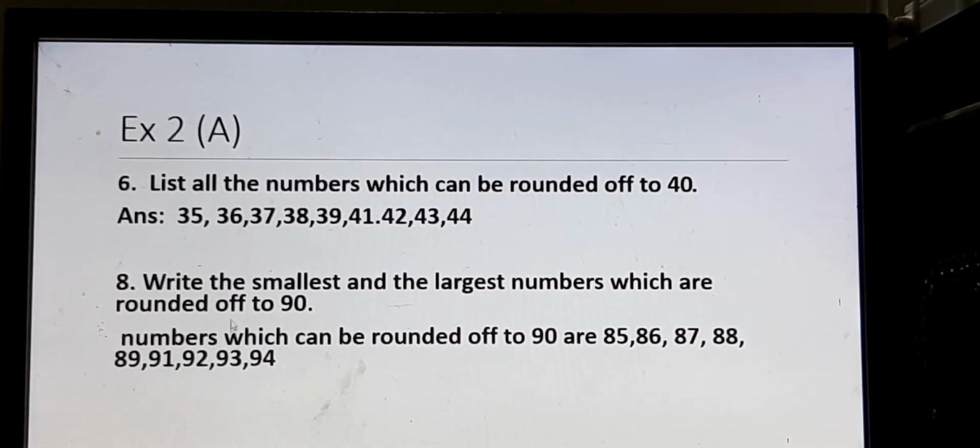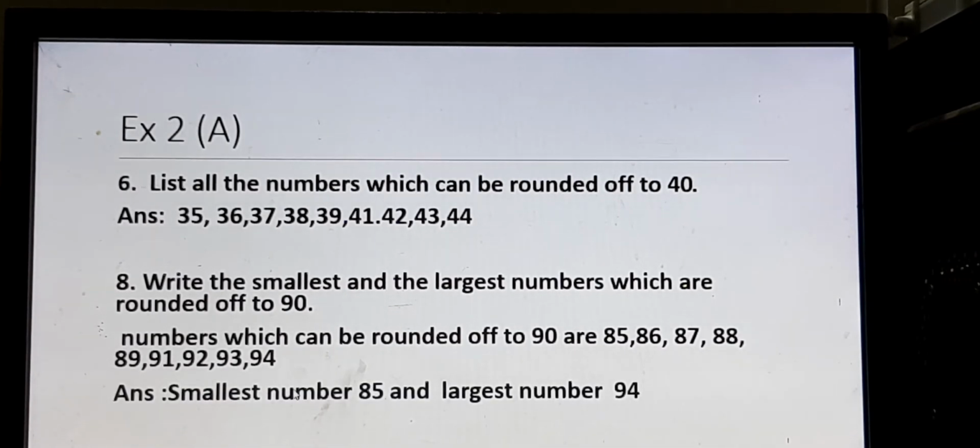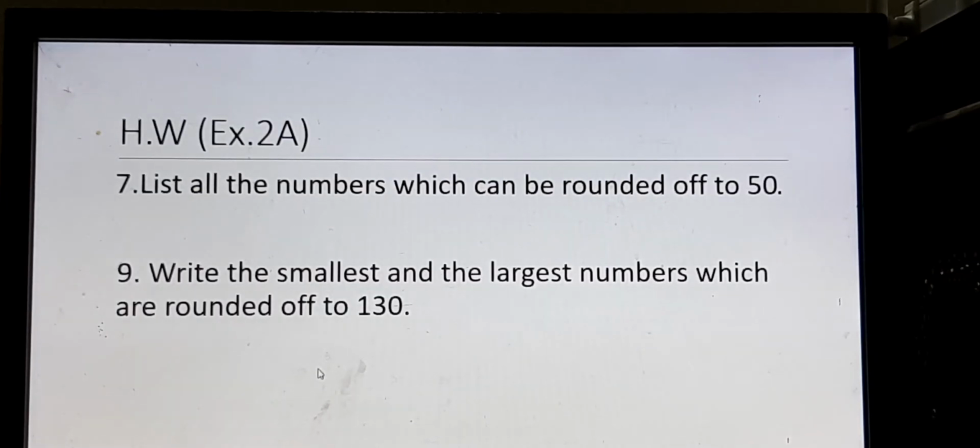Okay. Now the question is not finished yet. They are asking us, write the smallest and largest number which are rounded off to 90. So which is the smallest out of these? 85. And which is the largest? 94. So the smallest number is 85 and the largest number is 94. Finished. Now we go on to the homework.